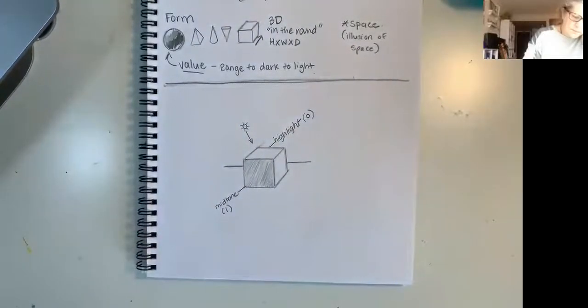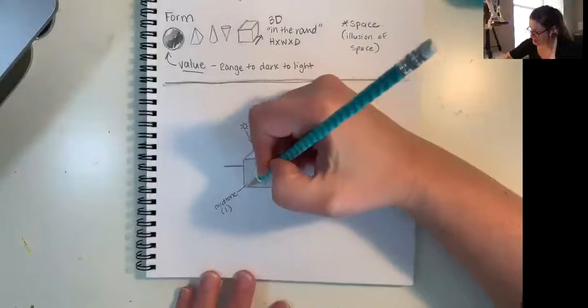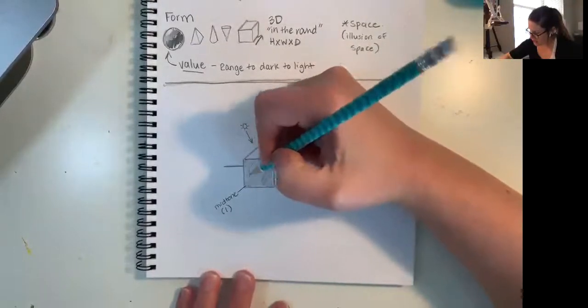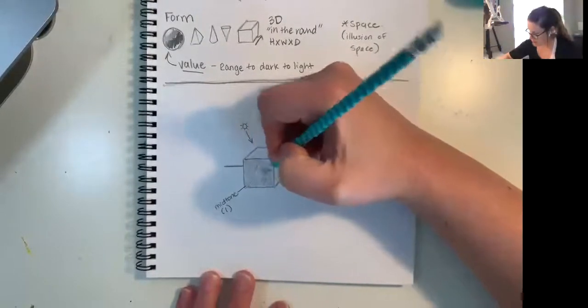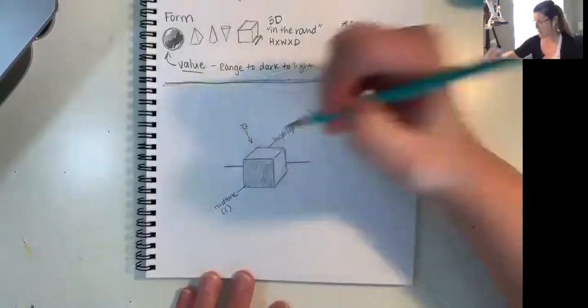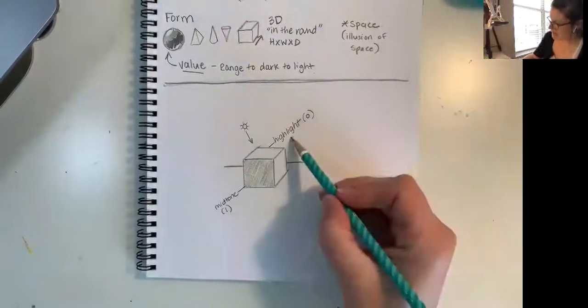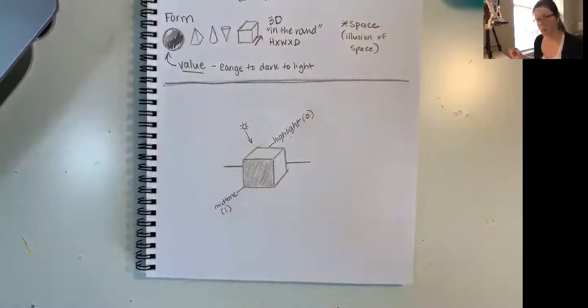Okay, so something like that. You could even do a little cross hatch if you wanted to, if you like the look of that. And you could cross this too. So we've got a highlight and then we've got a mid-tone.